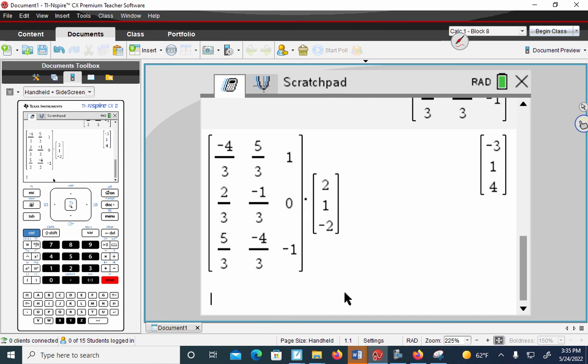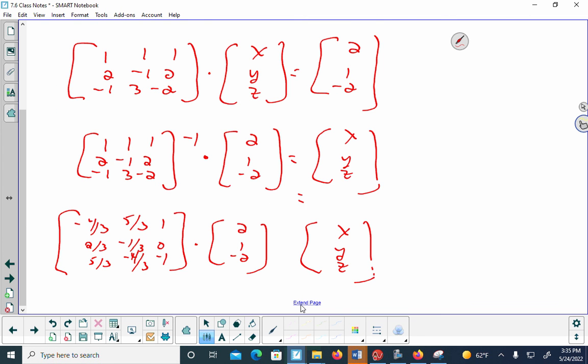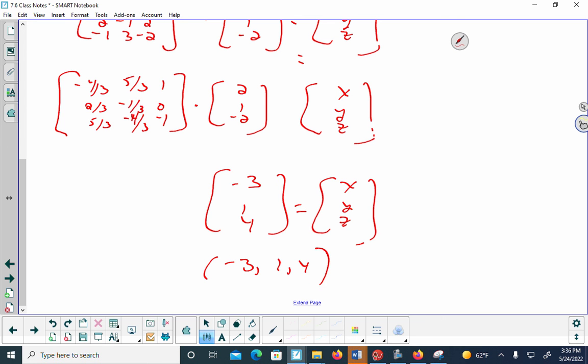So I had fractions in the middle. It doesn't matter. My answers are nice whole numbers. Actually they're integers, not just numbers. We can talk about that another day. So I'm going to have 3, 1, 4, which is my X, my Y, and my Z. So it is 3, 1, and 4. Either way you want to write the solutions, that is fine.